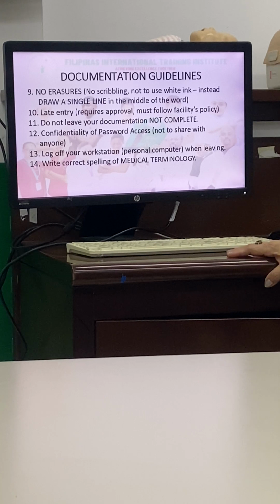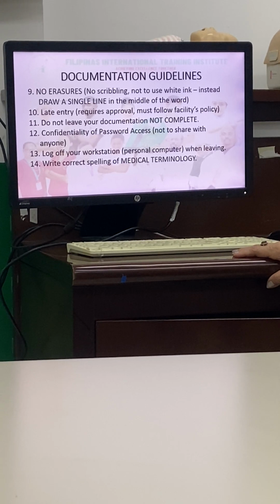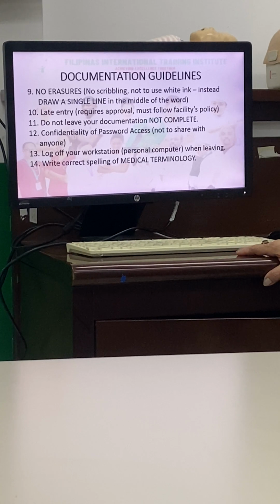What else? Do not leave your documentation incomplete. Okay? Once you are done, complete it. Next, maintain confidentiality of password access. Do not give it to somebody else. Okay? Be very careful. Log off your workstation or personal computer when leaving. Anytime you leave, log off. Anytime you get access, log on.